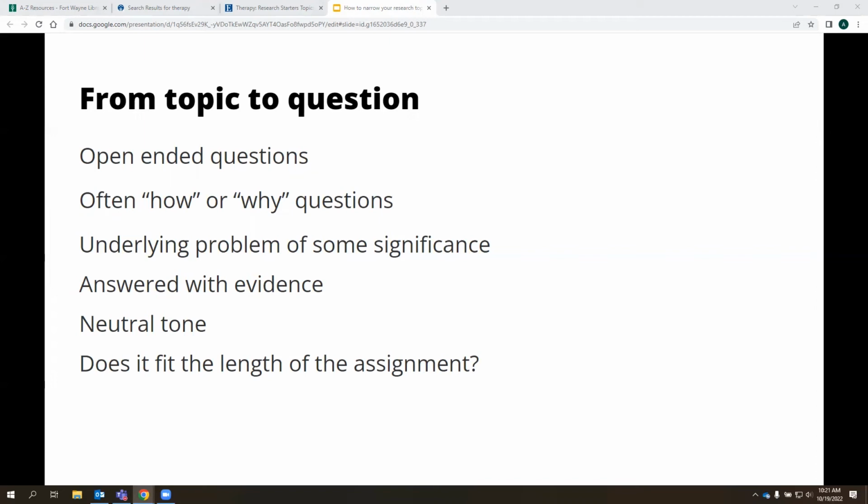As a general rule of thumb, if a quick Google search can answer a research question, it's likely not very effective. So make sure that you can answer it with evidence and that it's in a neutral tone, that you don't assume the answer within the question. The question, why does music therapy make kids smarter, really assumes bias and a non-neutral tone. And does it fit the length of my assignment? Can I answer this question in the time period I have and in the paper length?